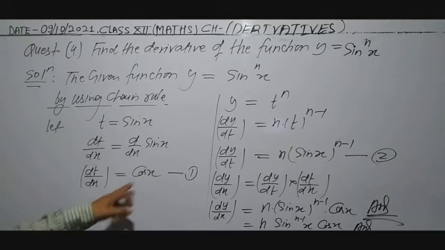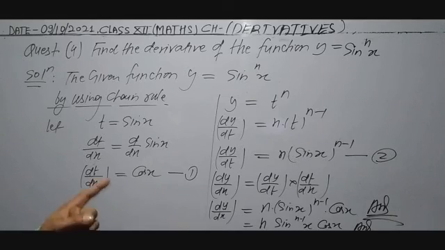So by using equation 1 and 2, you can find dy by dx. So dy by dx we can write as dy by dt into dt by dx. Multiply equations 1 and 2, and you will get the same value, n times sin x to the power n minus 1 into cos of x, and sin x to the power n minus 1 we can write as sin n minus 1 x into cos of x. Now this question is totally completed.